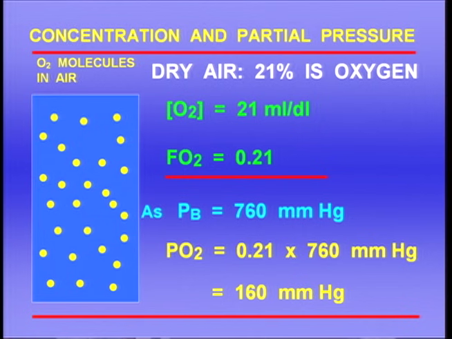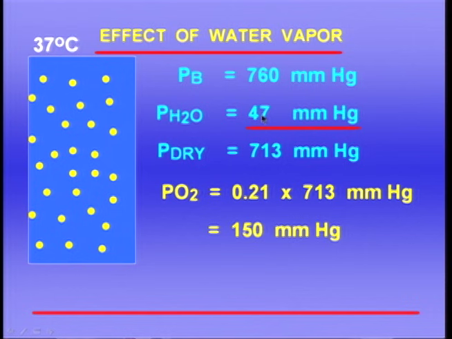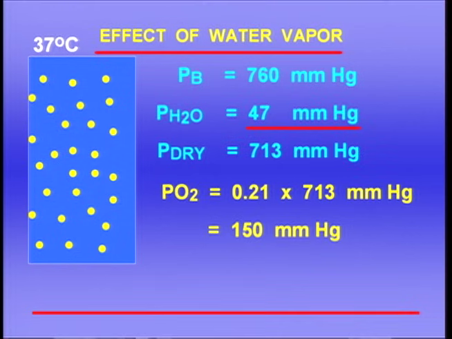Now there's a minor complication that we should deal with here, and that is the effects of water vapor. Because when air is inspired into the lung, it is warmed and moistened and saturated with water vapor at the prevailing temperature of 37 degrees Celsius. And at that temperature, the partial pressure of water vapor is 47 millimeters of mercury. Now that only depends on temperature. It doesn't depend, for example, on barometric pressure. You go to the summit of Mount Everest where the barometric pressure is much less, but the partial pressure of water vapor at 37 degrees Celsius is still 47.